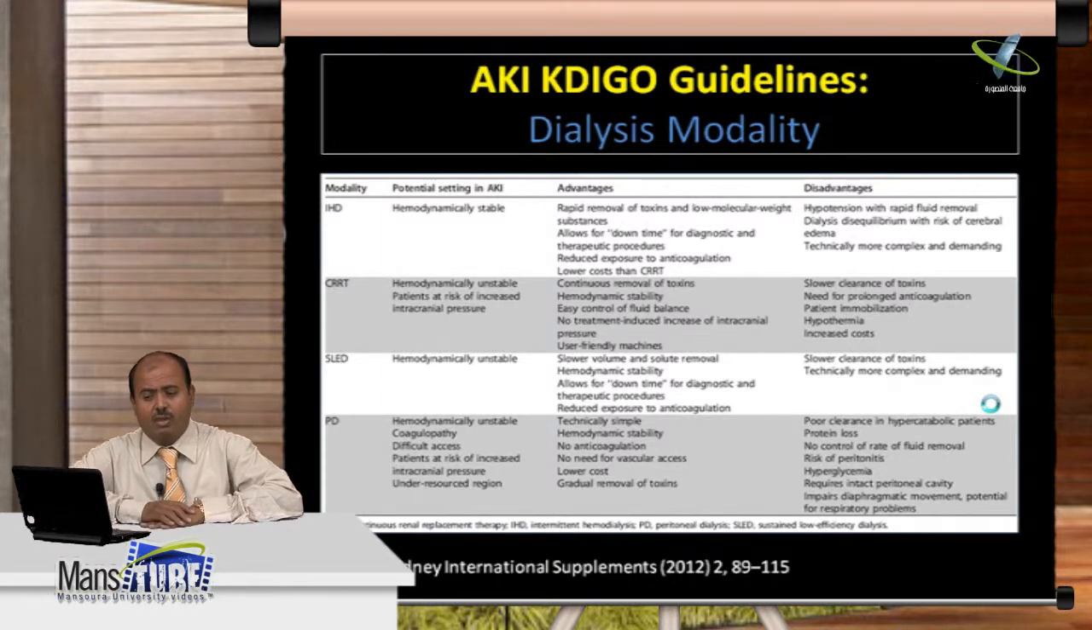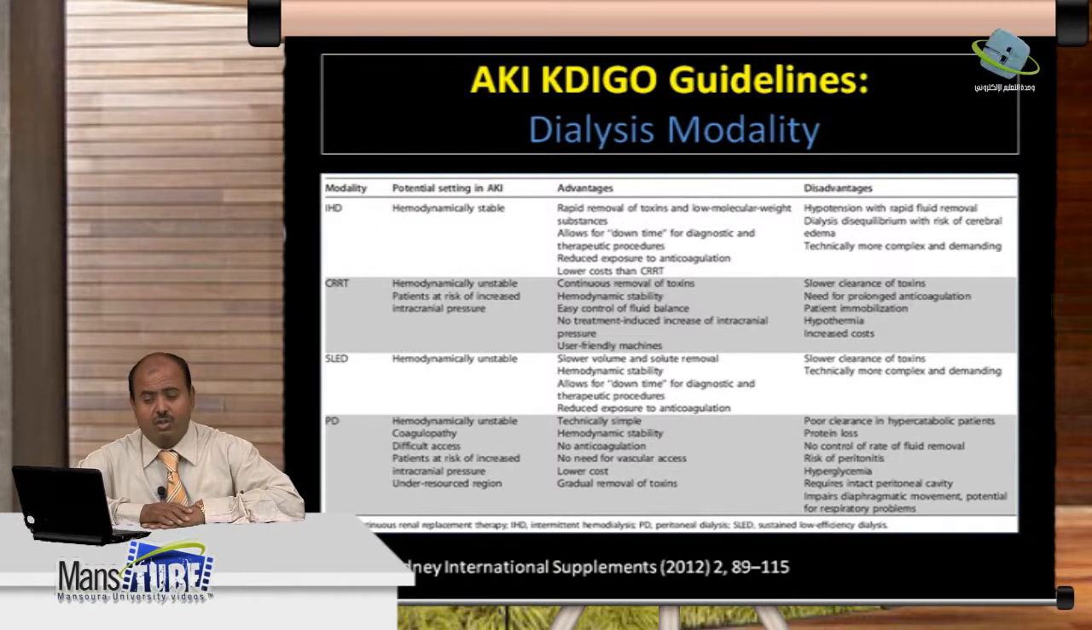The advantages of intermittent hemodialysis are rapid removal of toxins and allowing downtime for diagnostic and therapeutic procedures. The advantages of continuous renal replacement therapy are continuous removal of toxins and hemodynamic stability. The advantages of SLED are slower volume and solute removal and keeping hemodynamic stability. And the advantages of peritoneal dialysis are simple technique, hemodynamic stability, and no need for anticoagulation.